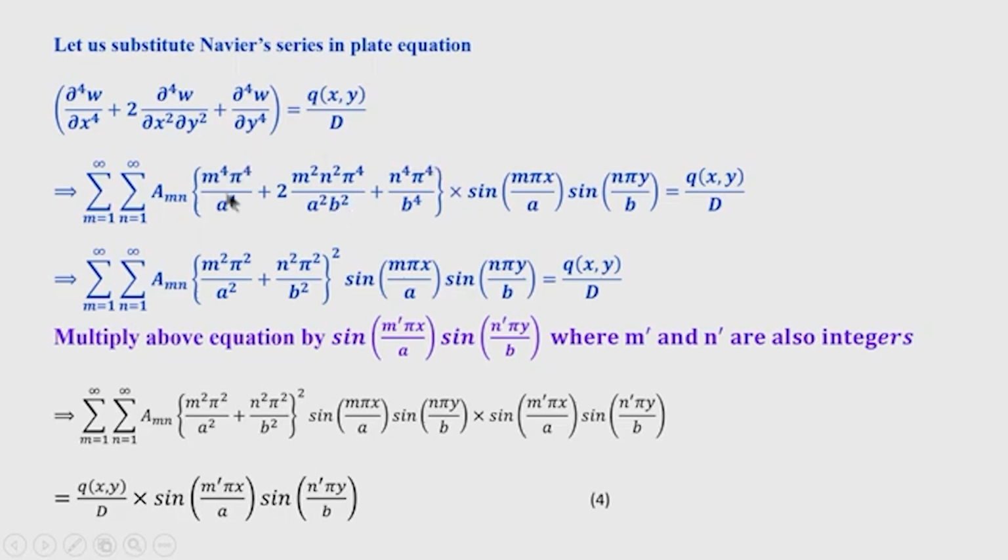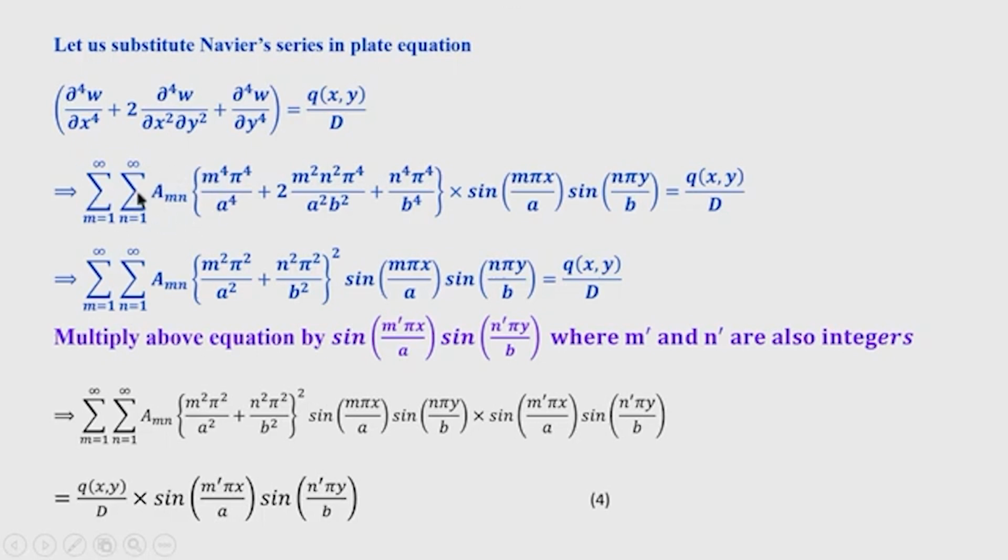So, the coefficients are plugged in here and the function remains as sin m pi x by a into sin n pi y by b, and the right hand side remains as it is, q x y by d. It is under summation because a m n is there, so a double sum is written here. Now, our target is to find a m n.